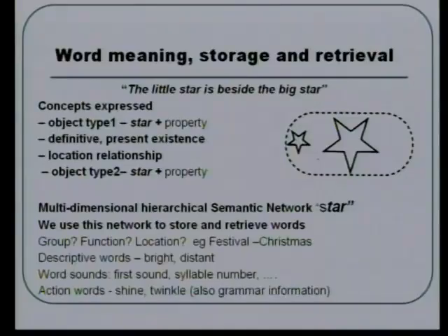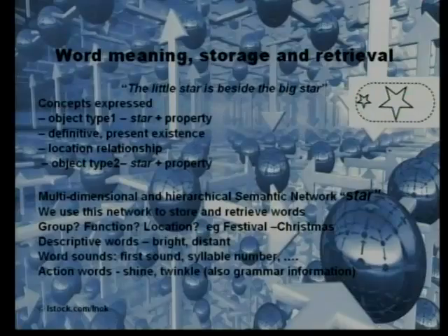We can say, give me 15 jungle animals, that's no problem. We store words hierarchically in our brain. We also store not only by group, we store by function. So I could say, give me things that shine. A star would be one of them. Give me things in the sky. A star would be another one. Give me things related to festivals. You may come up with star again. So we can retrieve words in this way.